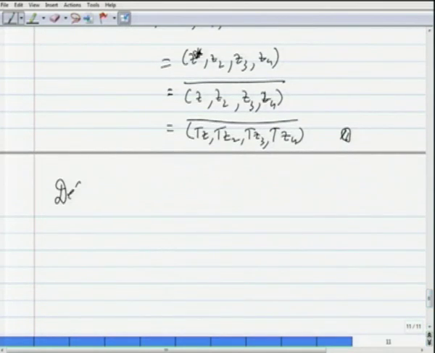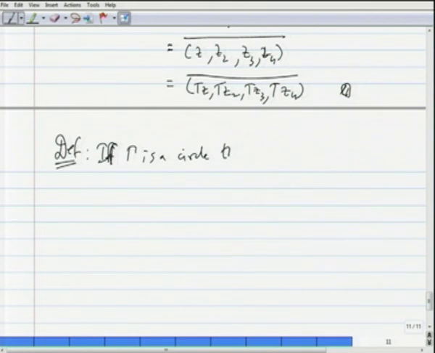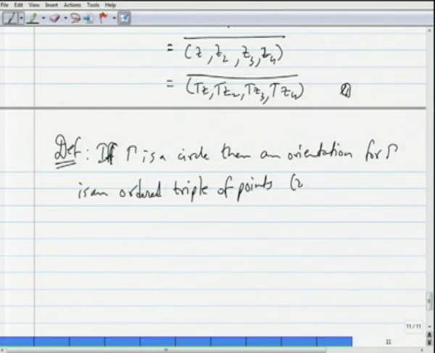Okay. So, then we are going to make a definition of orientation. If you have a circle, it stays unoriented, but in order to identify the inside and outside, we will orient the circle first. So, if gamma is a circle, then an orientation for gamma is an ordered triple of points z1, z2, z3, such that z1, z2, z3 are distinct points on gamma.